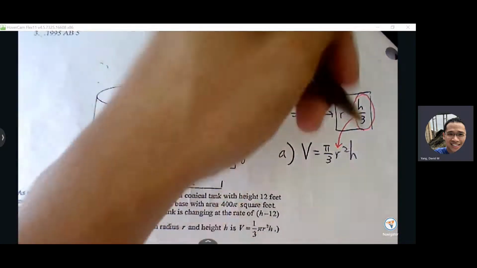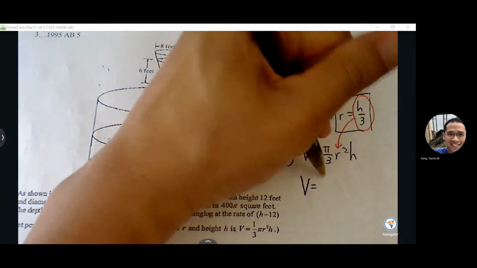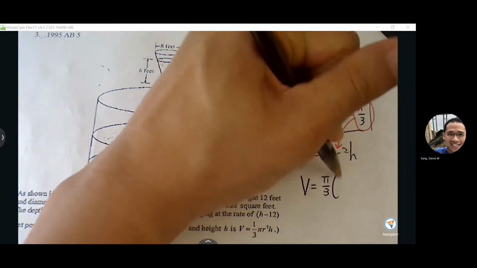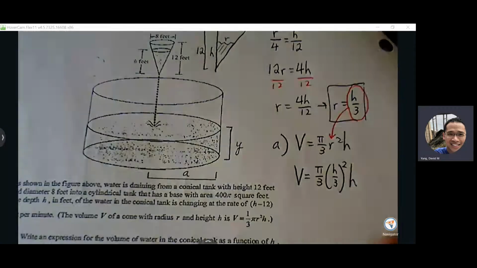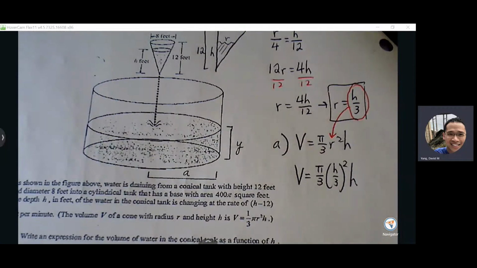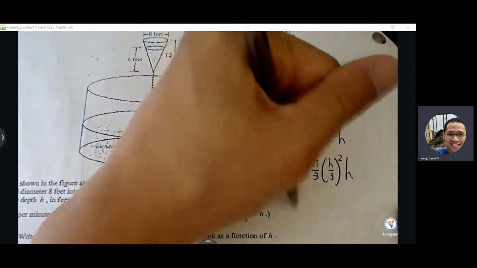Get it cleaned up. That will be for part A. Part A is not asking for the derivative, it just wants you to create a cleaned up version for the volume so that when it gets to part B, it's ready to go with the derivative step.